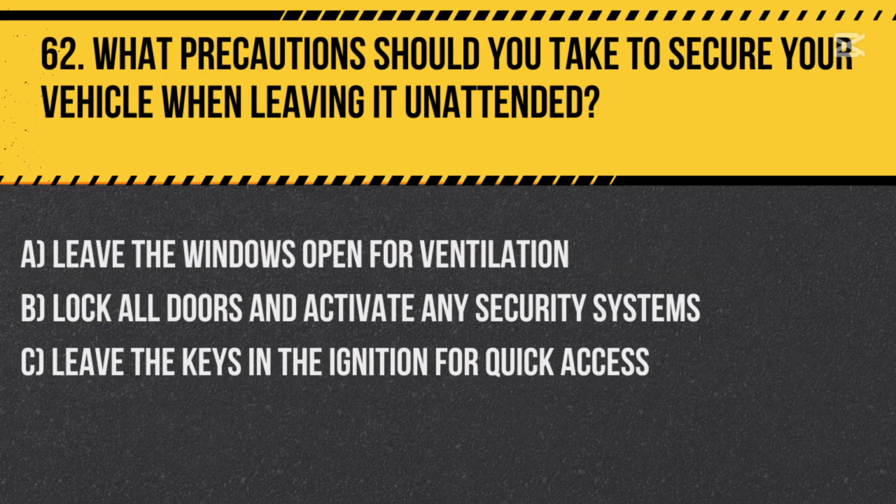Question 62. What precautions should you take to secure your vehicle when leaving it unattended? A. Leave the windows open for ventilation. B. Lock all doors and activate any security systems. C. Leave the keys in the ignition for quick access. Answer: B. Lock all doors and activate any security systems. Securing your vehicle properly can prevent theft and unauthorized access.